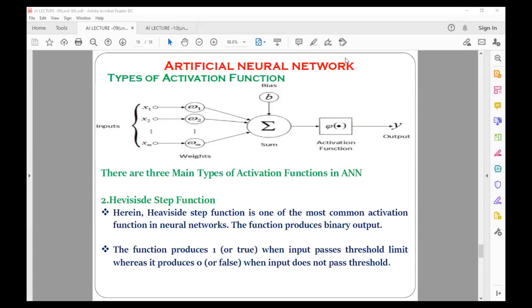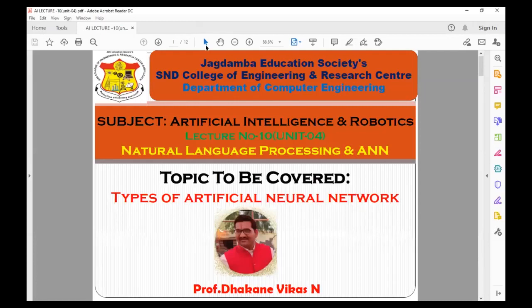Things we discussed yesterday in this concept of the artificial neural network, and what exactly the artificial neuron is. Now next is today's part that we are going to discuss, that is the different types of the artificial neural network.